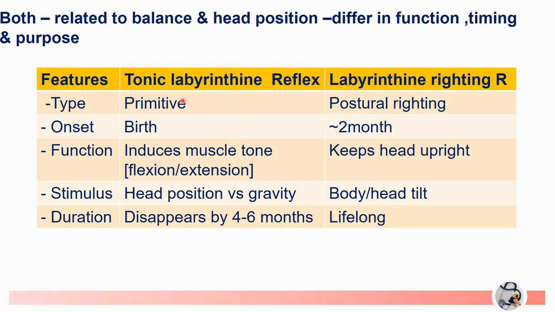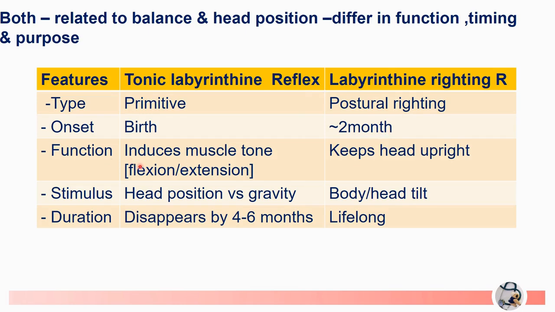Let's see the difference between the tonic labyrinthine reflex and the labyrinthine righting reflex. Many people get confused with these two because the name labyrinthine is the same, but they are two different things. Both are balancing reflexes and try to maintain head position, but they differ in function, timing, and purpose. The tonic labyrinthine reflex is a primitive reflex, whereas the labyrinthine righting reflex is a postural reaction. The tonic labyrinthine reflex is present since birth. The labyrinthine righting reflex appears only after 2 to 3 months.